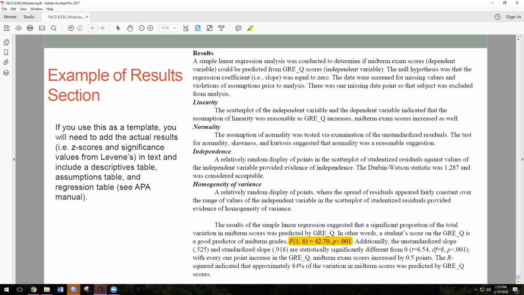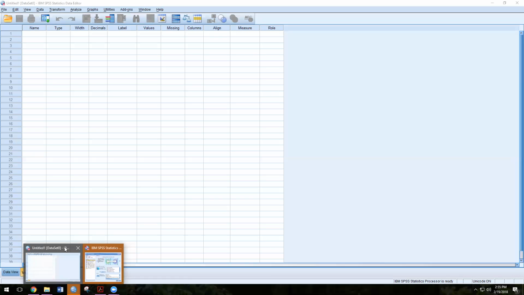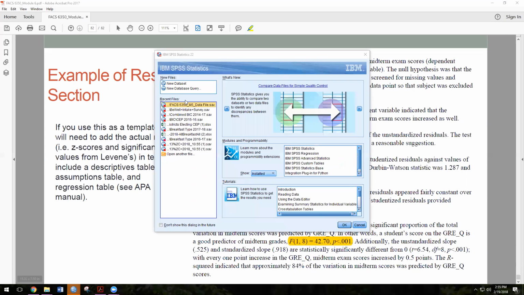Okay, so let's go to SPSS, and let me find that data file.